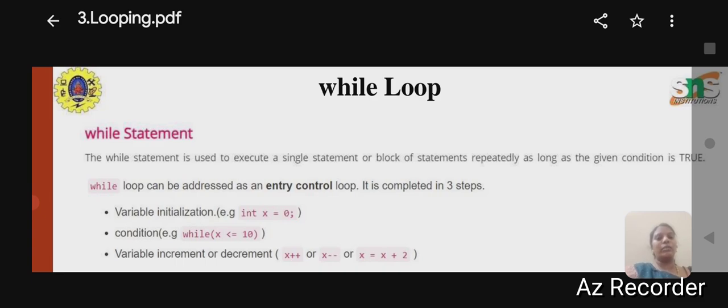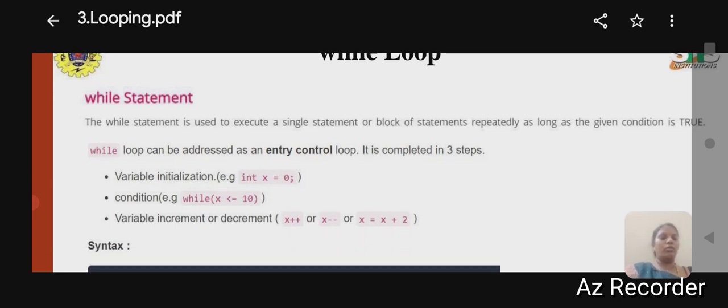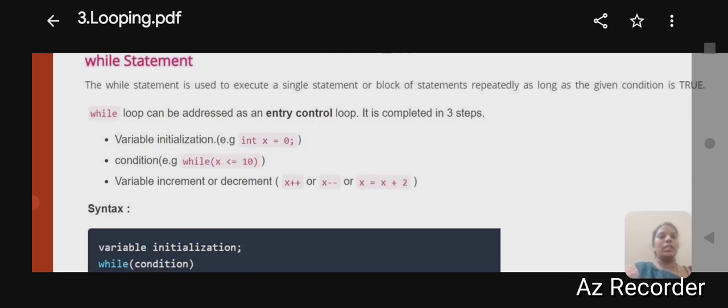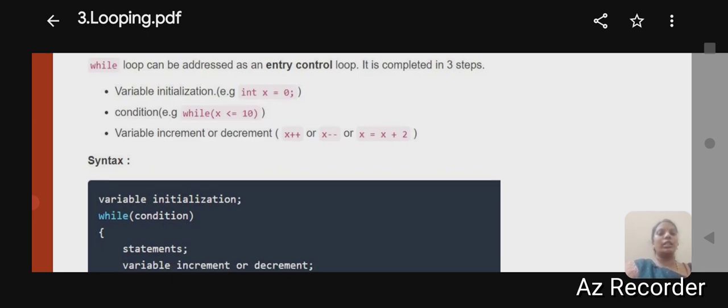A while loop is a statement used to execute a single statement or a block of statements repeatedly as long as the given condition is true. The while loop is also called an entry control loop. That means it first checks the condition, then executes the loop. The syntax for the while loop is: first the variable initialization, for example int a = 1, next the condition, then the variable increment or decrement.